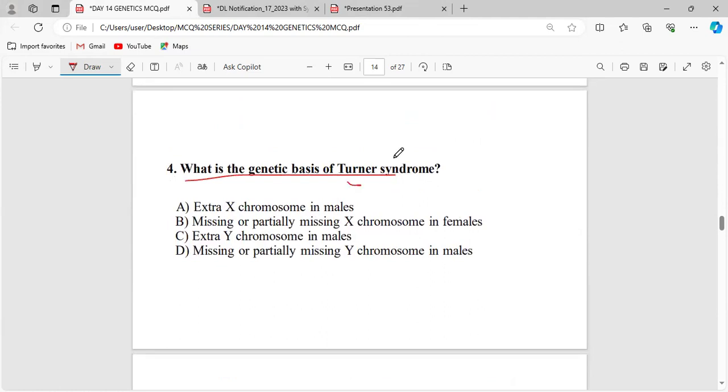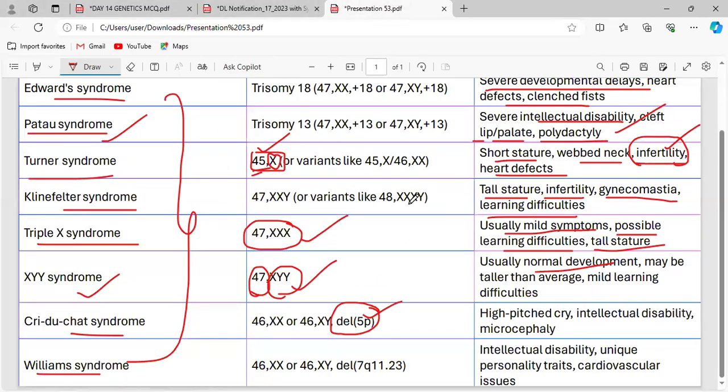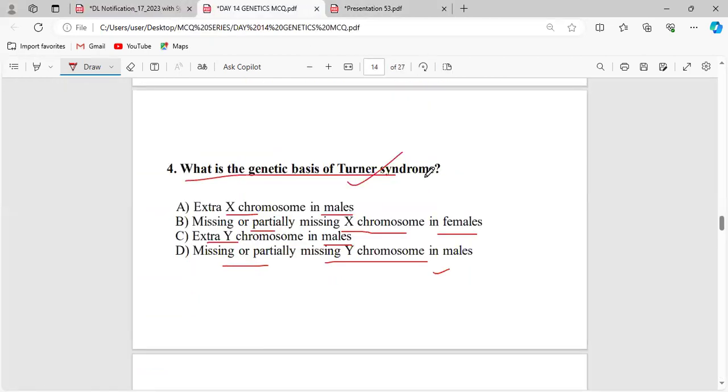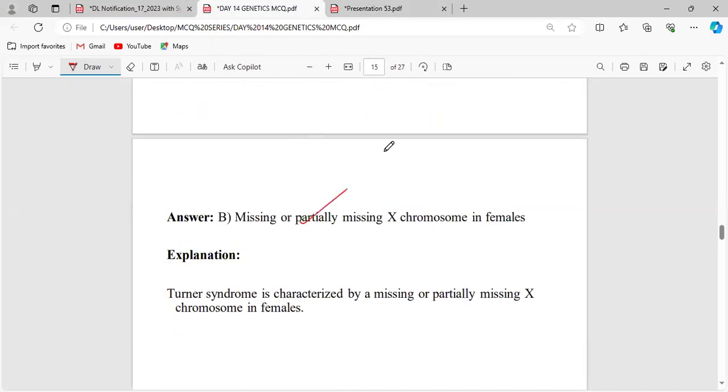Okay. What is the genetic basis of Turner syndrome? Extra X chromosome in males, missing or partially missing X chromosome in females, extra Y chromosome in males, missing or partially missing Y chromosome in males. What is the genetic basis of Turner syndrome? See, this table is very, very important. In Turner syndrome, what is a person experiencing? Missing or partially missing X chromosome in females.